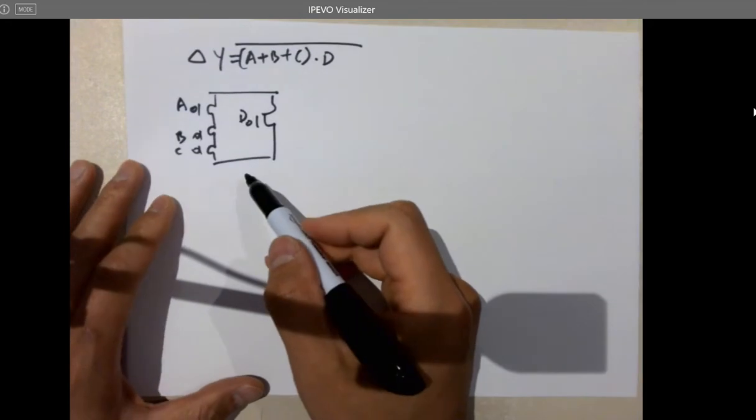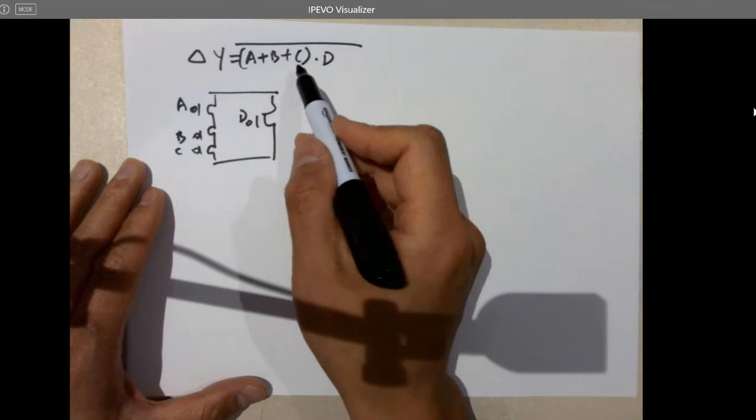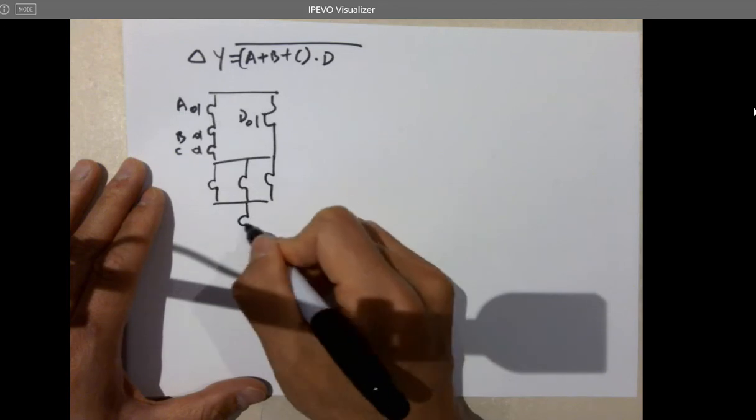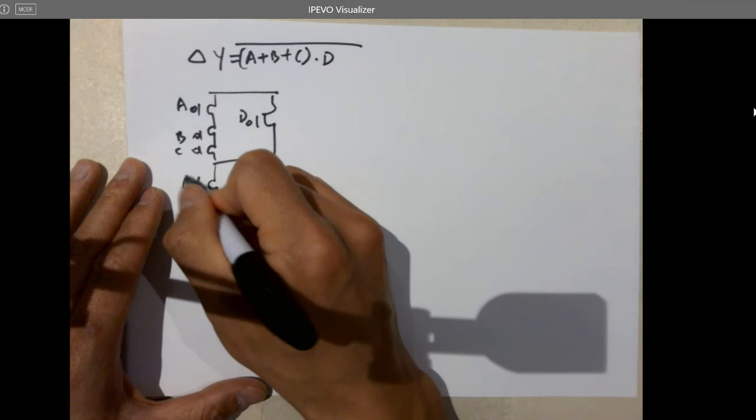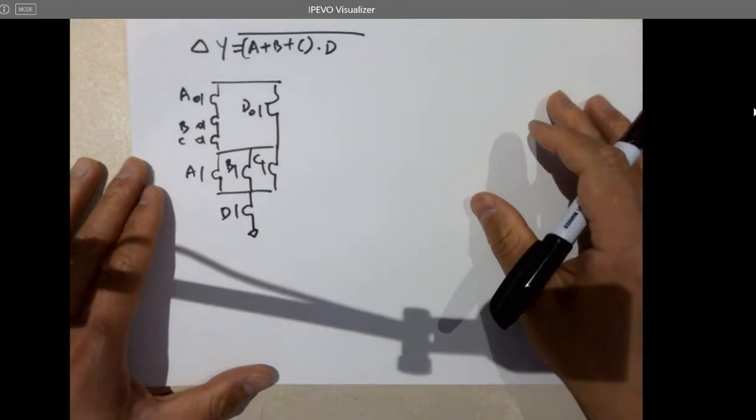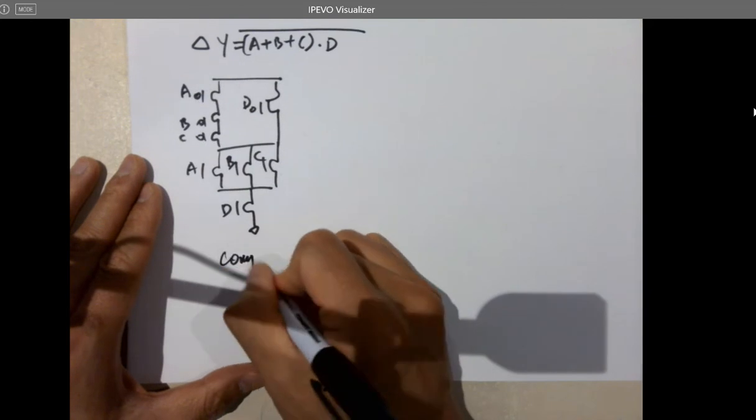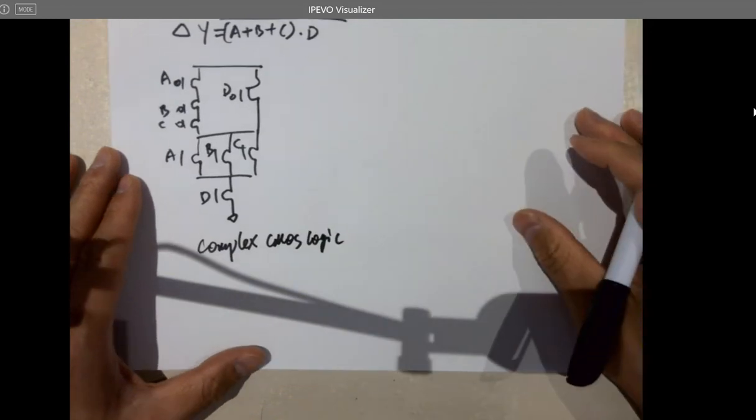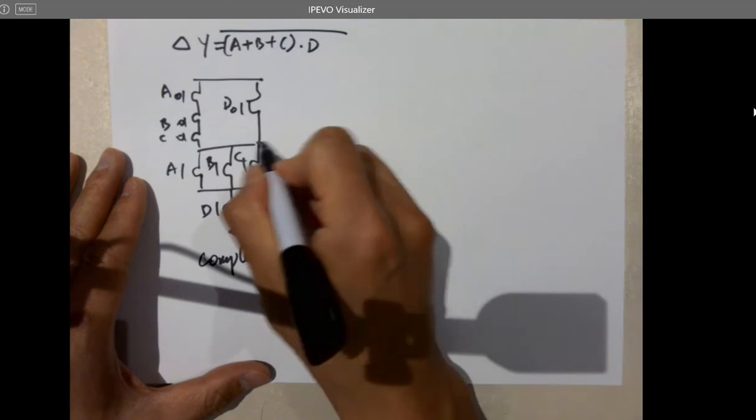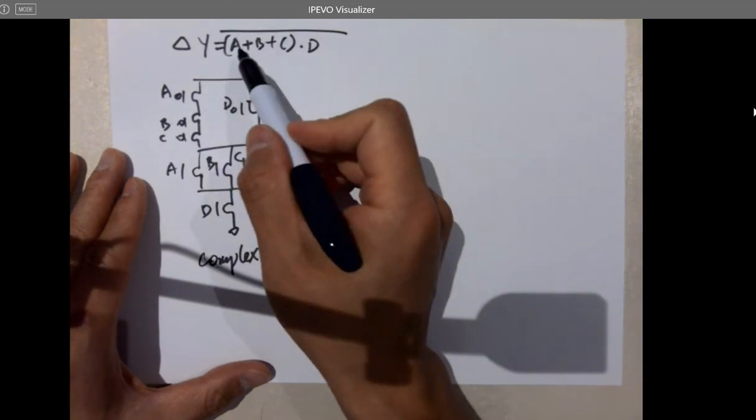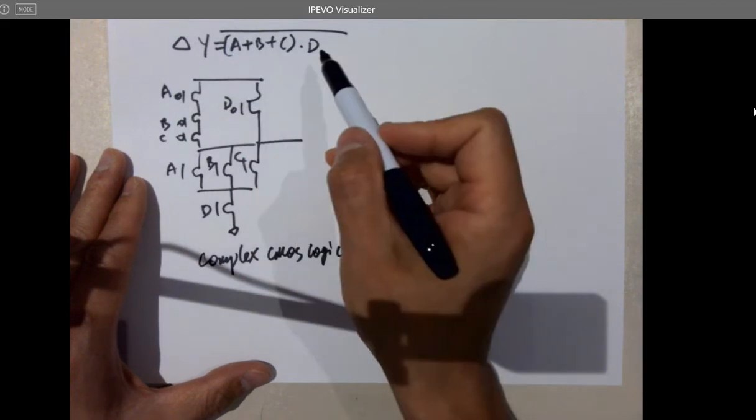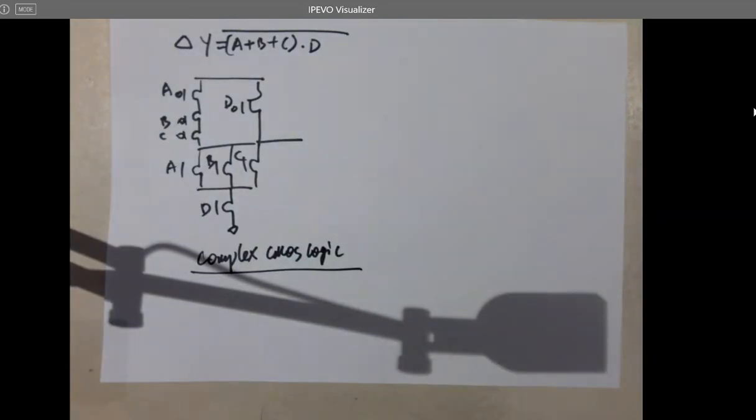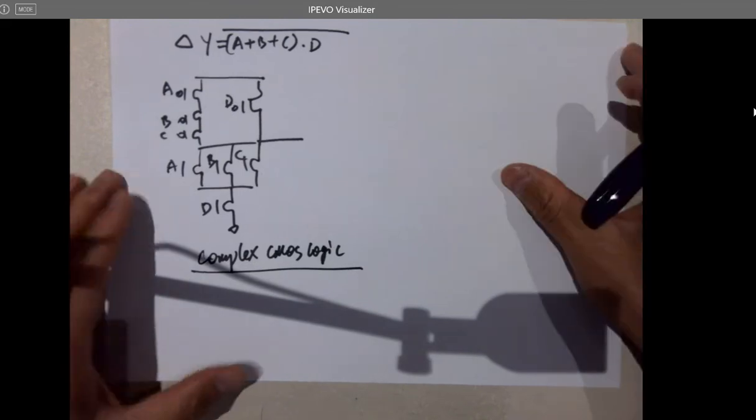But the NMOS is different, right? You have ABCs are in parallel and D in series. So that's a complex CMOS logic. You can definitely design a logic gate based circuit out of it. It's going to take a lot of space compared to this one. That's what we prefer. It's faster, smaller, and just better. Okay.